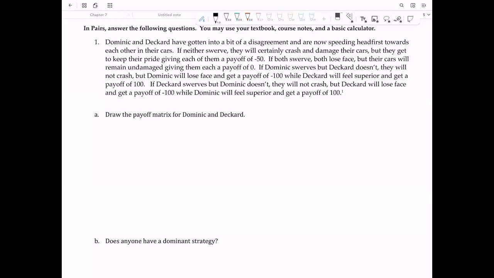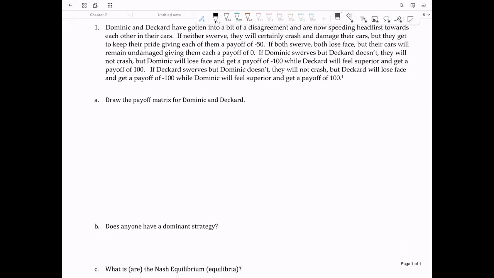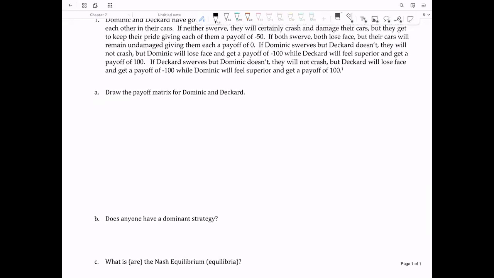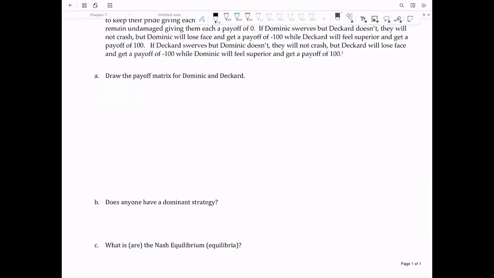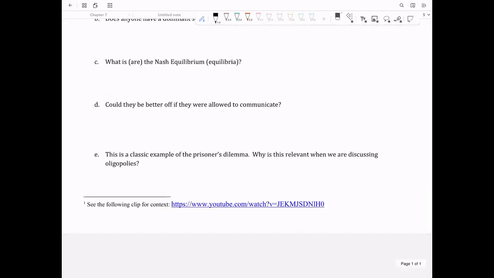I don't know why. Okay, so let's work through this in groups for the last 20 minutes. If we don't finish it, I'll go over it briefly on Wednesday. And I'll walk around if you have questions. Definitely feel free to ask. So draw the payoff matrix with the given information for Dominic and Deckard. Talk about whether anybody has a dominant strategy, and then if there are any Nash equilibrium or equilibria.